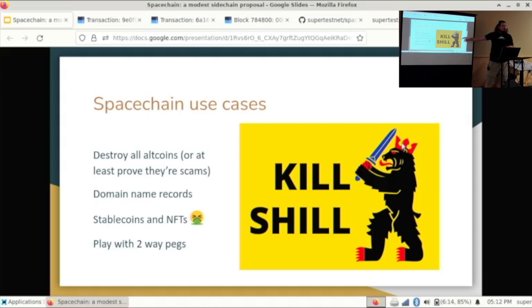Any questions about what you can do with space chains? Is Stax a space chain, and could you build space chains on Nostr? Yes and yes. So I mentioned earlier that I implemented the first space chain and Fiat Jeff implemented the second.